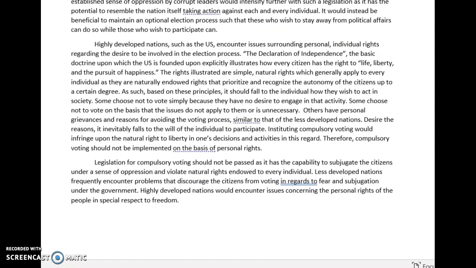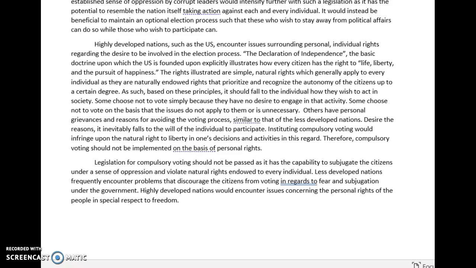Highly developed nations, such as the U.S., encounter issues surrounding personal individual rights regarding the desire to be involved in the election process. The Declaration of Independence, the basic doctrine upon which the U.S. is founded upon, explicitly illustrates how every citizen has the right to life, liberty, and the pursuit of happiness. The rights illustrated are simple, natural rights, which generally apply to every individual as they are naturally endowed rights that prioritize and recognize the autonomy of the citizens up to a certain degree.